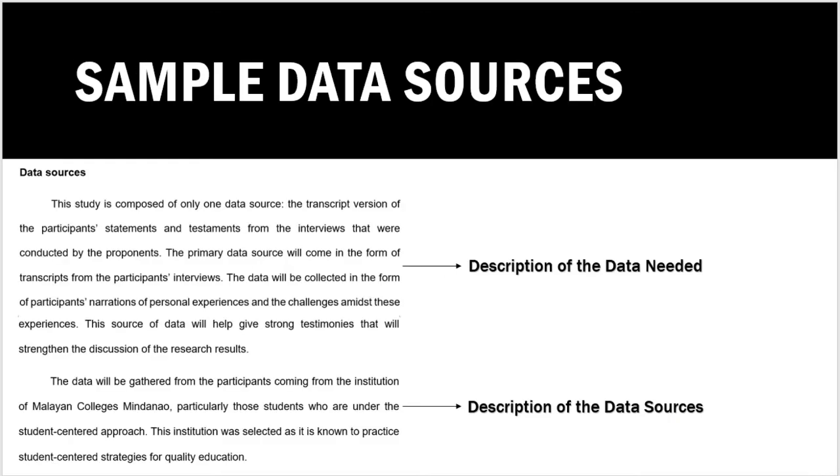Allow me to exemplify. In this example, the first paragraph talks about the description of the data that the researchers needed for this study, while in the second paragraph, they told you about the description of the data source. So they needed to describe the sources of their data, both primary and secondary.